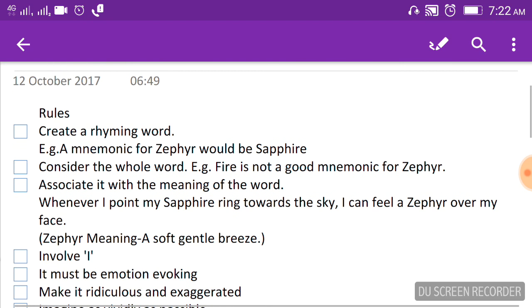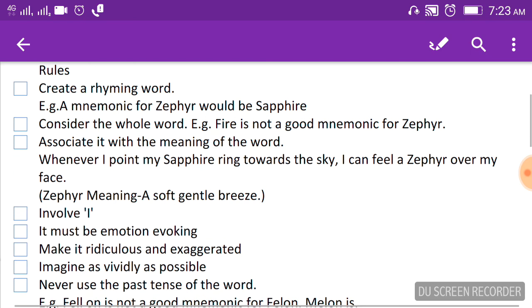Another important thing to consider is that you should use the whole word when you are creating a mnemonic, right? For example, one could argue that for this word sapphire, one could use fire as a mnemonic. However, fire is not a good mnemonic for the word sapphire because it leaves the Z sound from the word sapphire, and sapphire actually covers the whole word sapphire and hence is a better mnemonic to consider.